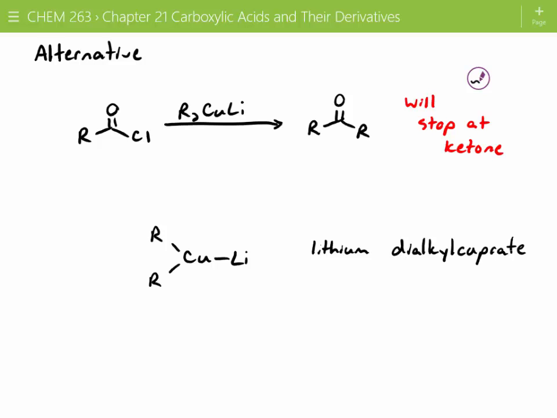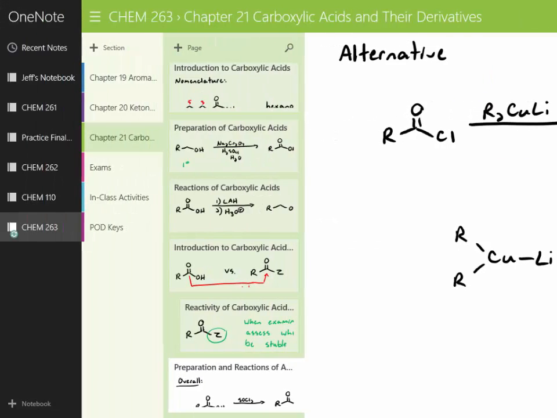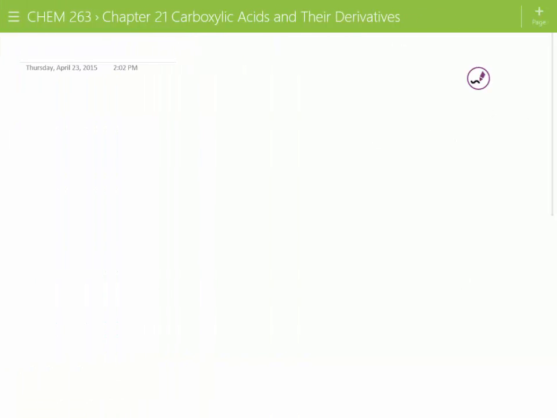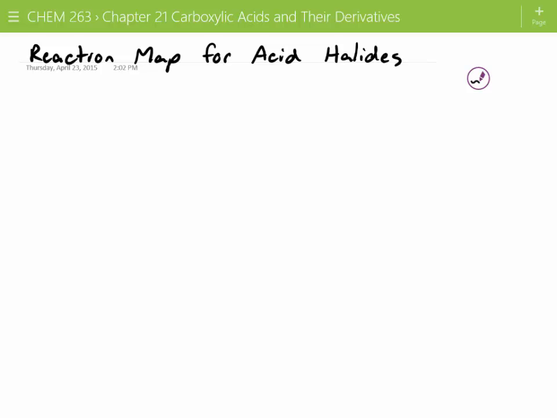All right, so now let's get our map going on here. Should I do it horizontal or vertical? Like a map, like a real map? So what we're going to do is we're going to put this smack in the center, and we're going to say, all right, we can have our acid chloride. And the first reaction we saw was making it from a carboxylic acid.